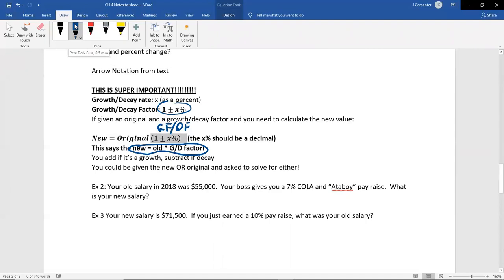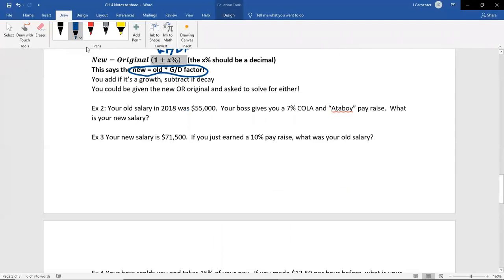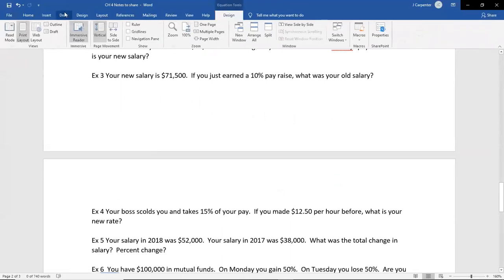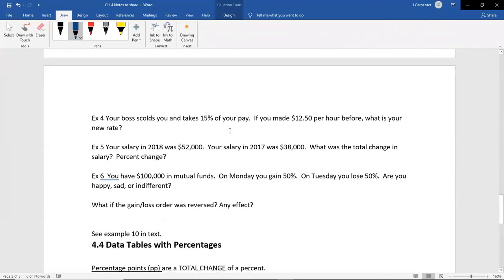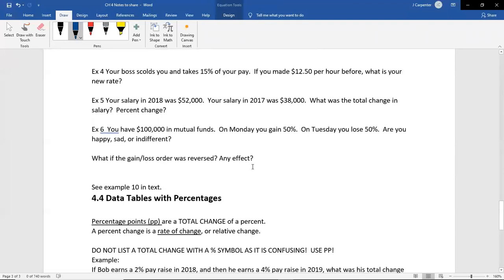I could give you the new and the growth rate or factor, and you could find the old by just doing some algebra, and we saw that in our examples. So again, I don't want to completely go over all those again. If I've lost you, go watch the class from a week ago, which again, thank you for your patience with me dealing with that situation.